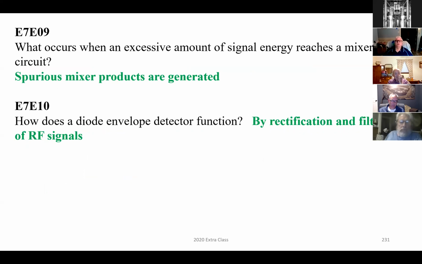Okay, what occurs when an excessive amount of signal energy reaches a mixer circuit? Sparse mixer products are generated. How does a diode envelope detector function? By rectification and filtering of RF signals.